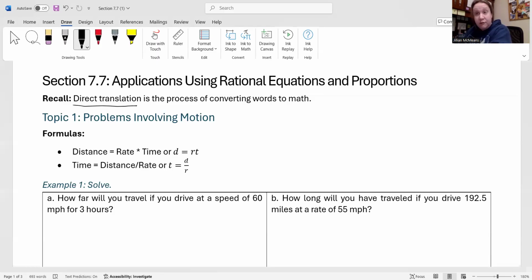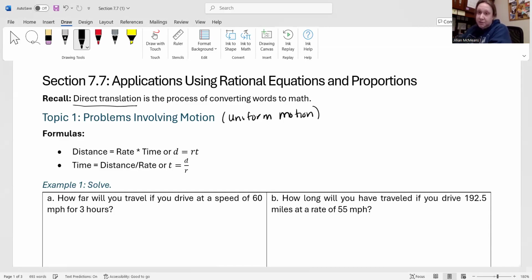Now, remember, that's a very informal definition, but it is quite literally what you're doing. Direct translation is just taking words, sentences, paragraphs, and creating expressions and equations out of that. Okay. Now, the first type of problem we're going to deal with is problems involving motion. And a lot of times you'll see them called uniform motion problems.